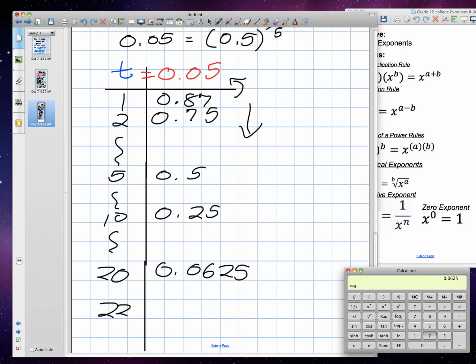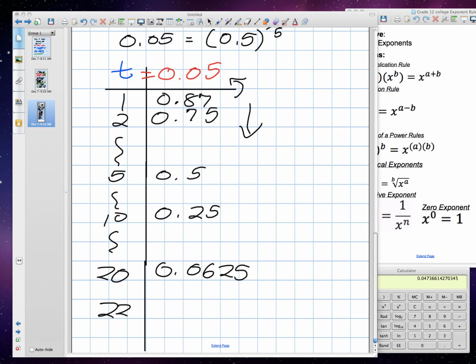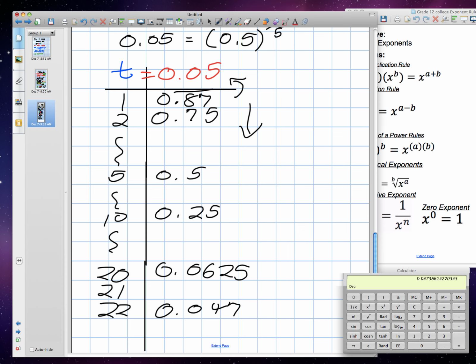22 divided by 5, so 0.5 to the power of 4.4. Okay? 0.5 to the power of 4.4 gives us 0.047. We're too low. So we're going to check 21. Because we've gone below what we were looking for, we're going to check the number 21, which is the one in between. 21 divided by 5, 4.2.